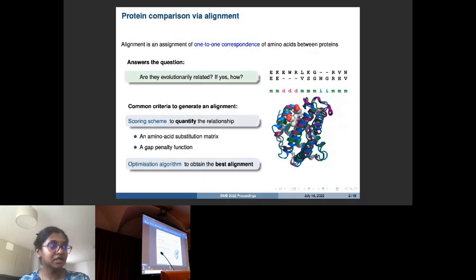The usual common criteria that we use to generate an alignment has two main parts. First is a scoring scheme to quantify this evolutionary relationship, and that has to take into account an amino acid substitution matrix to quantify the matches, and then a gap penalty function to penalize the insertions and deletions. The second part involves a search algorithm to obtain the best optimal alignment, and this is usually done via dynamic programming approaches.